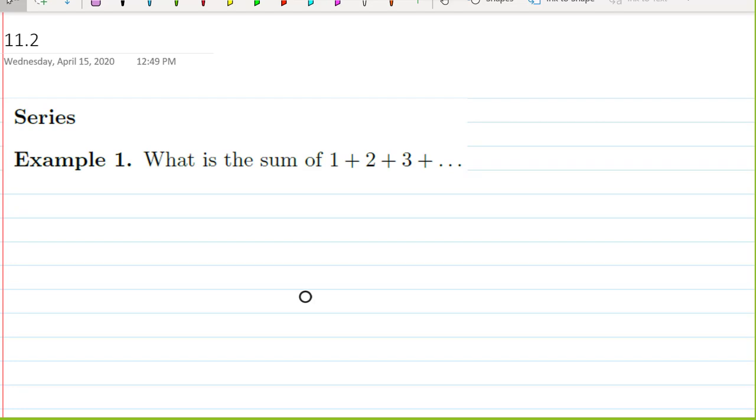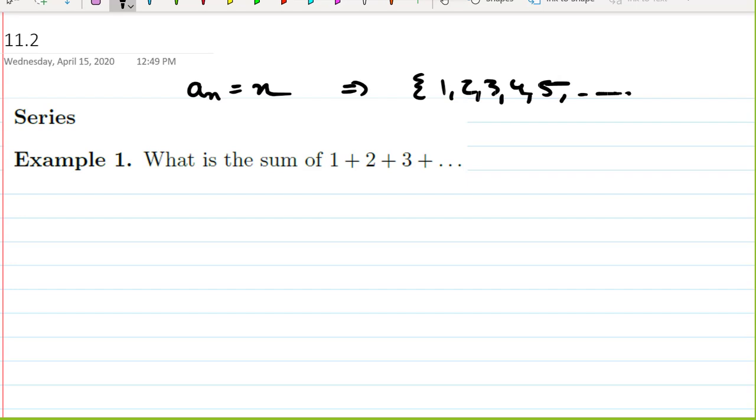So 11.2, we're going to be talking about series. So remember, a series is the sum of a sequence. So in this first example, imagine we had the sequence given by the general term a sub n equals n. Well, that would be the sequence 1, 2, 3, 4, 5 on forever.